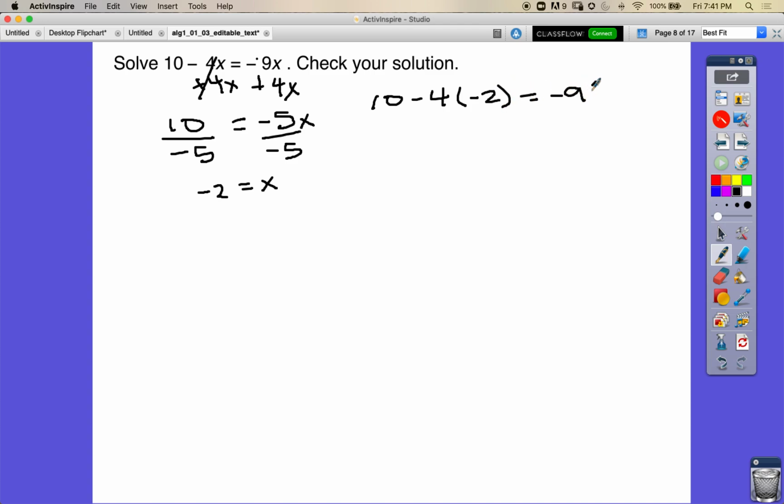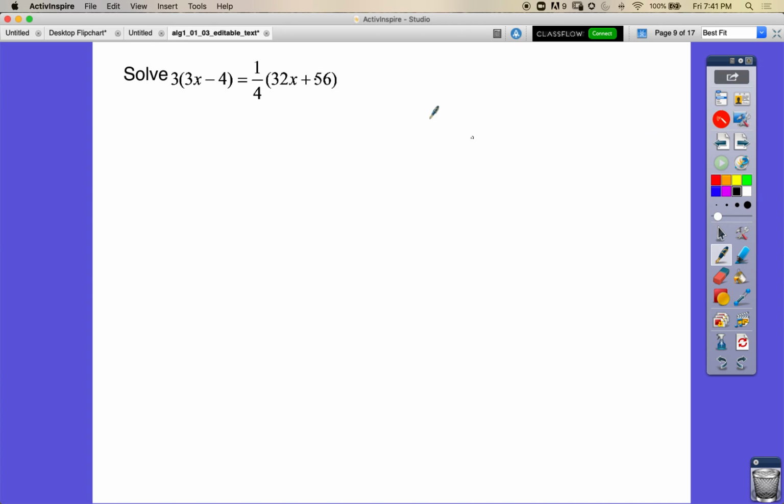So negative 9 times negative 2. It is worth checking, and sometimes you could do this quickly in your head with mental math. So this is going to equal positive 18, and quickly I can see that 18 equals 18. So it works. Let's move on to the next one.